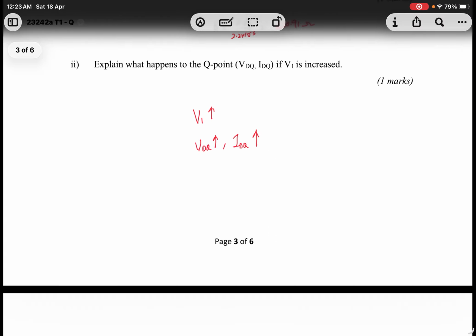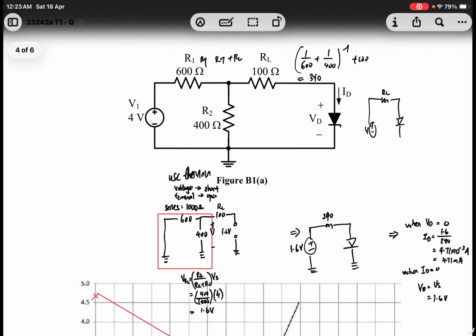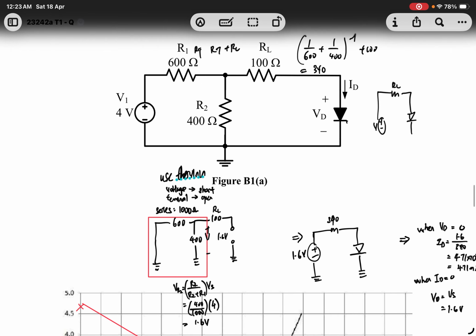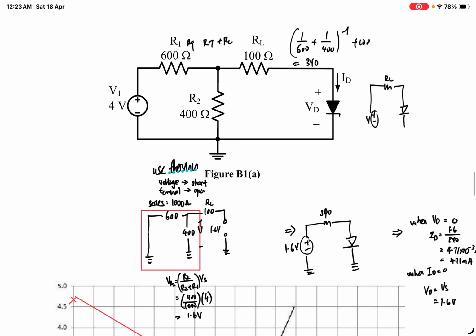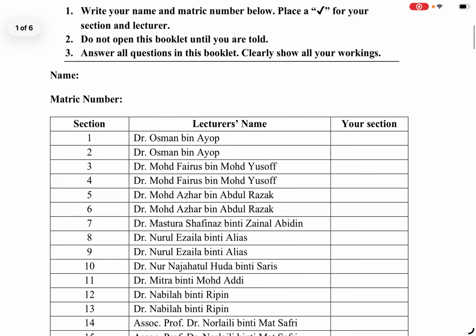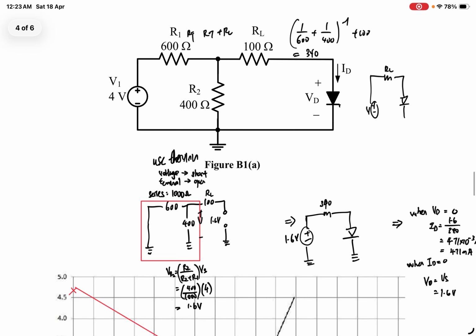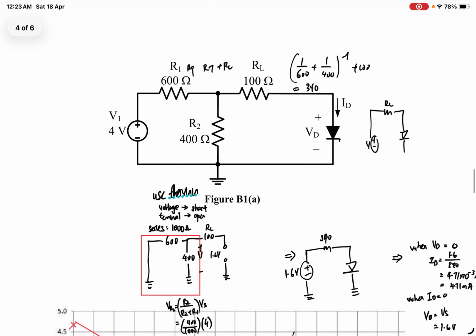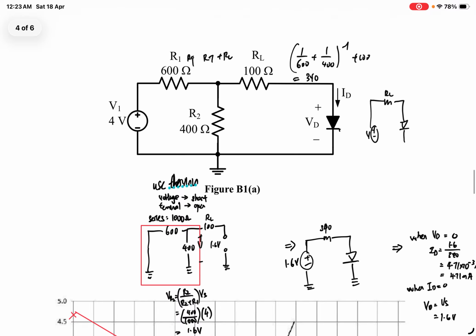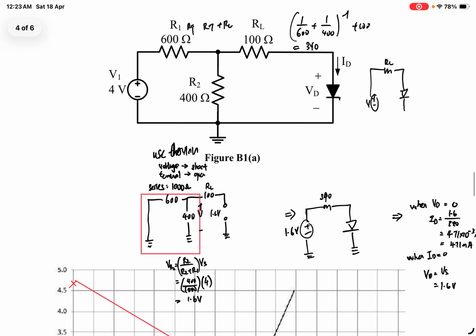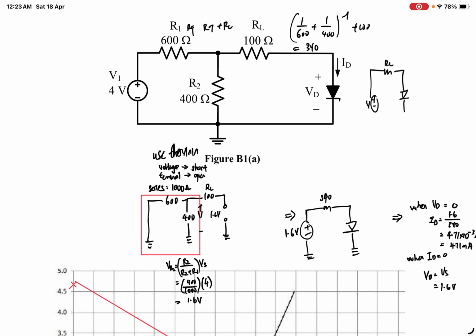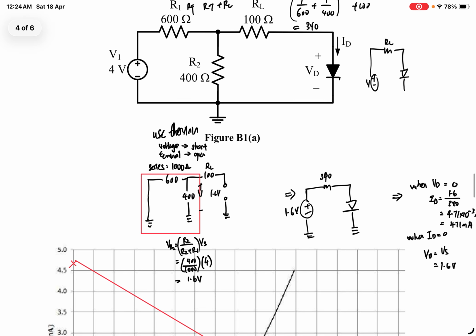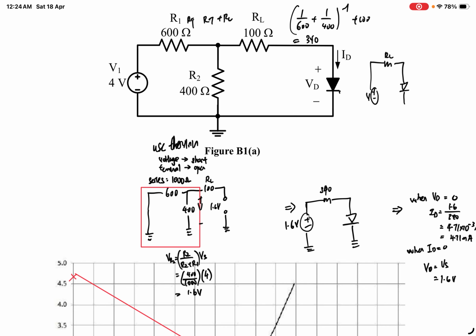This is part B, question 1. We need to use the Thevenin method. We short the voltage source and open the diode, so we will get a series circuit like the red circle. Then we can calculate the series resistor.